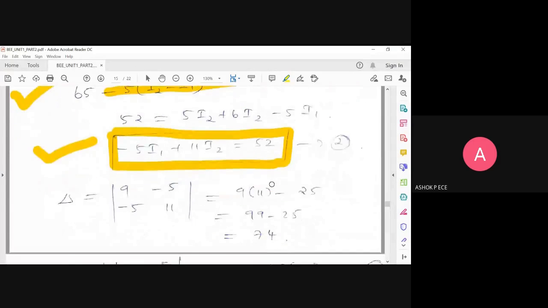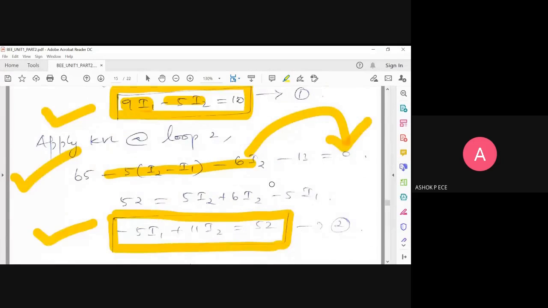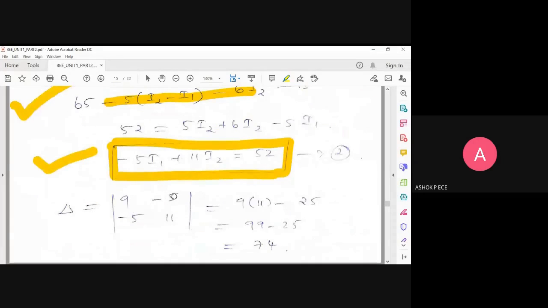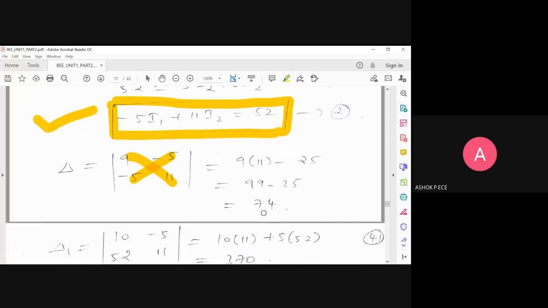So I did using Cramer's rule. Delta is equal to, write the constant term, 9, minus 5, minus 5, 11. So 9 into 11 minus of minus 5 into minus 5. 9 into 11 is 99 minus 25. I get 74. Delta is 74.